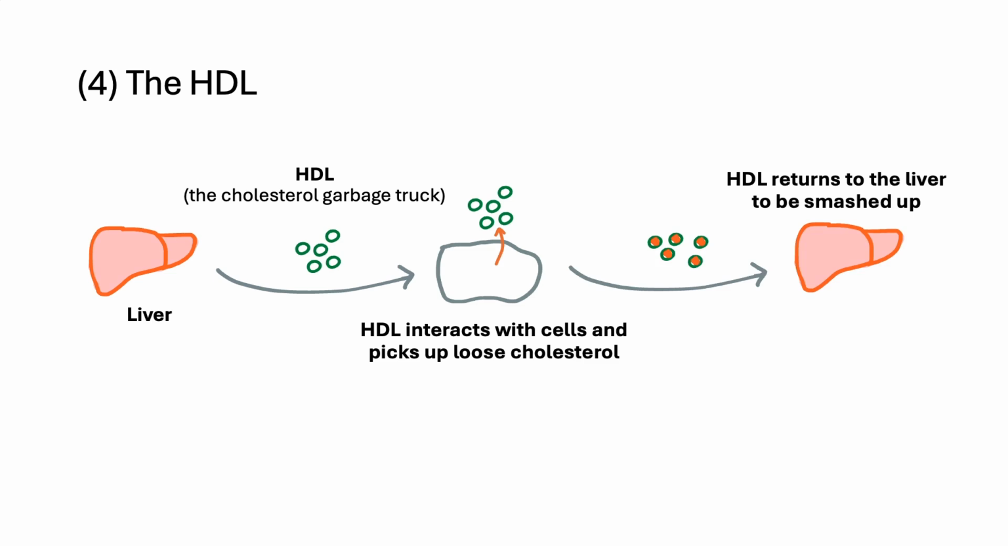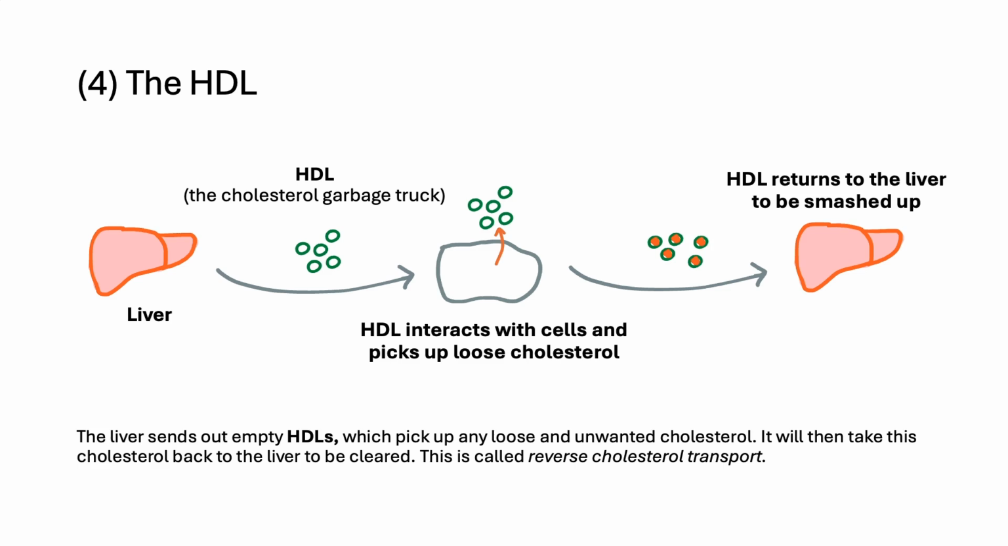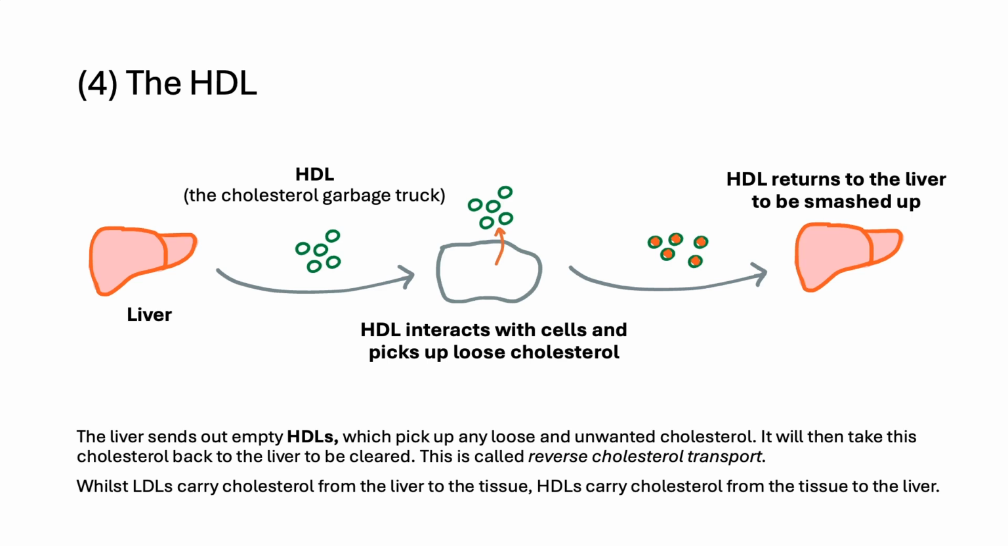And so that's what HDL is. It's a cholesterol garbage truck that collects loose and unwanted cholesterol and then brings it back to the liver to be smashed up. So empty HDLs pick up loose and unwanted cholesterol and take it back to the liver. This is called reverse cholesterol transport. So, whilst LDLs carry cholesterol from the liver to the tissues, HDLs do the opposite. They carry cholesterol from the tissues back to the liver. So LDLs is the export business from the liver and HDLs is the import business.